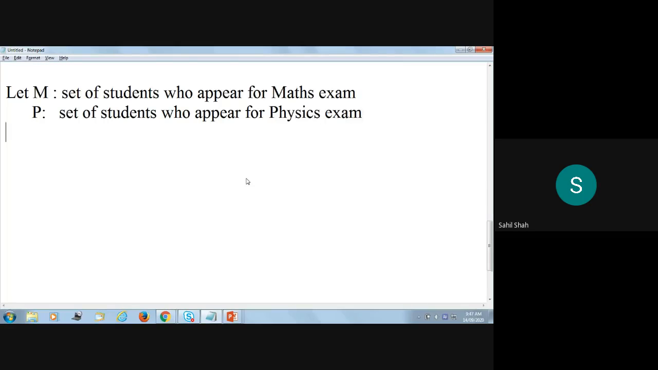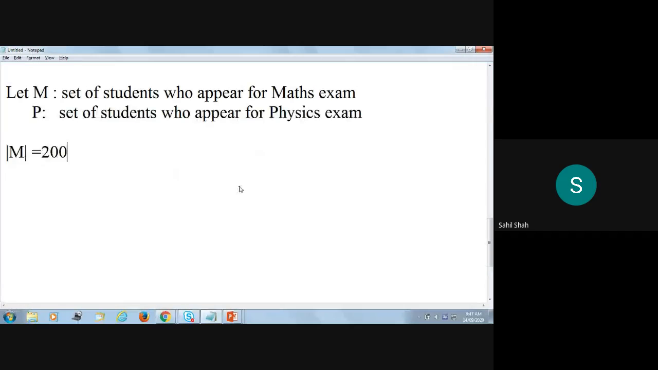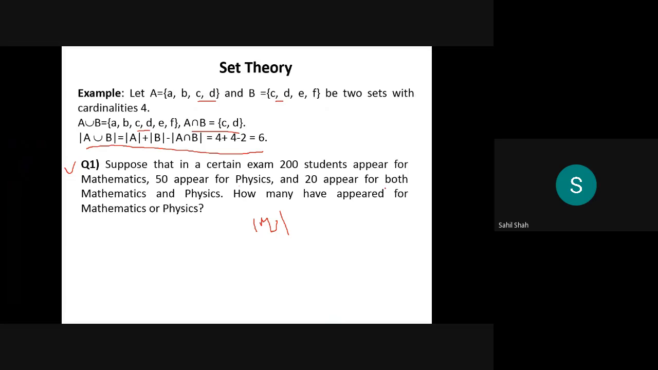Okay. Then further to this, we have been provided the cardinality of M. Let me check in the example. Cardinality of M: 200 appear for mathematics, 50 for physics. That is given. M has cardinality 200. Okay, cardinality of P is 50. Further to this, they have given 20 appear for both.